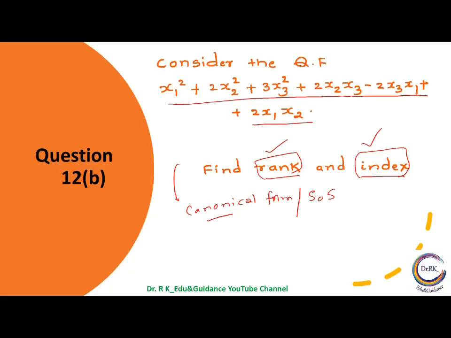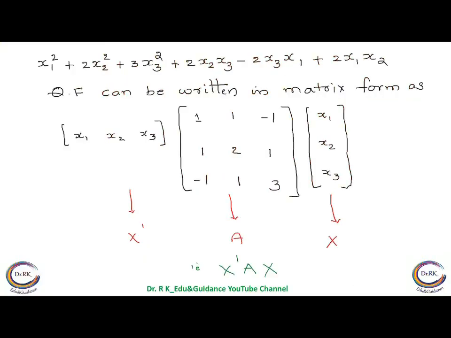So the important thing here is that we have to convert this quadratic form into canonical form, or sum of squares form. How to do it? First we need to write this in matrix form, which we also discussed earlier in one of the questions. That is x transpose Ax. First, x is the column vector consisting of the variables. This quadratic form involves three variables, x1, x2, x3.